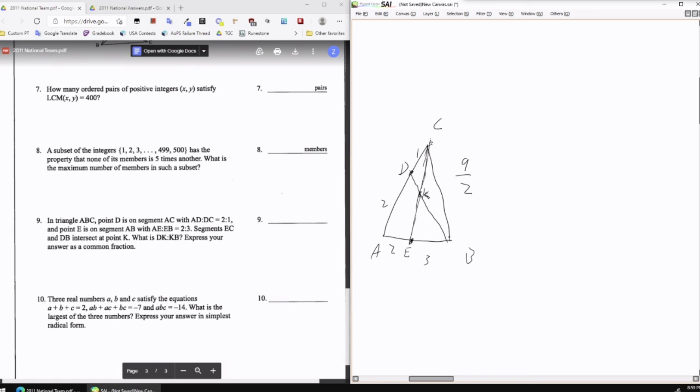And now, because we've established that CE bisects ACB, we can also use the angle bisector theorem on CDB. The ratio would be 1 to 9 halves. We're looking at the ratio of DK to KB. So DK is 1, KB is 9 halves. That gives us the answer 2/9.